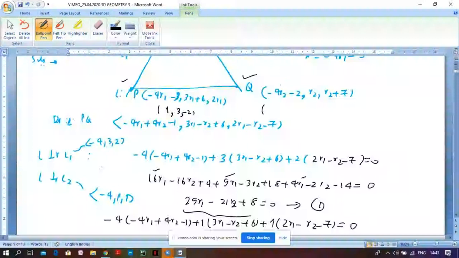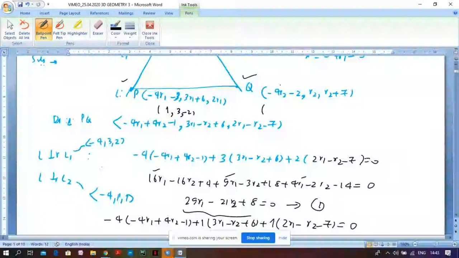So you are given this kind of thing, that this is -4, 3, and 2. That was the direction ratio. This point is -3, 6, and 0. And the other point here was -2, 0, and 7. And this was -4, 1, and 1. So we are saying this is the direction of the lines L1 and L2.